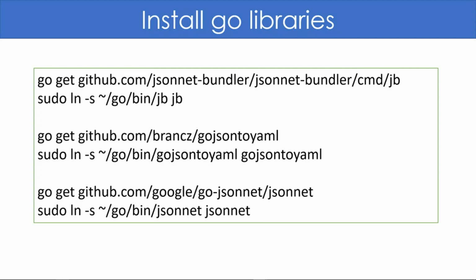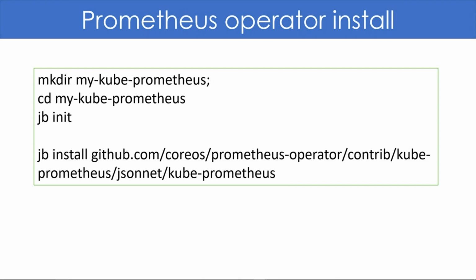Once the libraries are installed, we create a folder called mykubeprometheus. Inside that folder, we run jb init. Once that is done, run jb install followed by the path of the Kubernetes operator to install the operator and its dependencies. That might take a while.